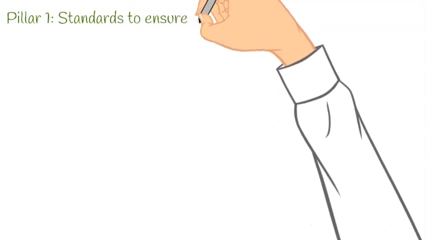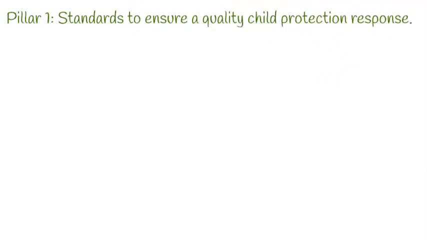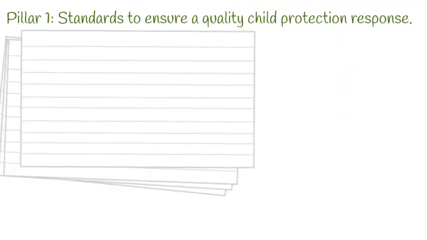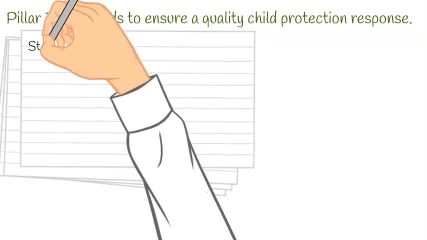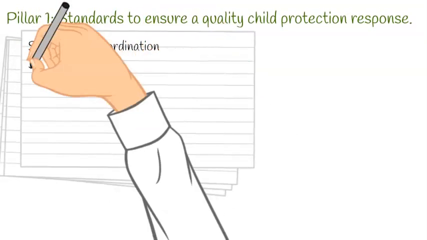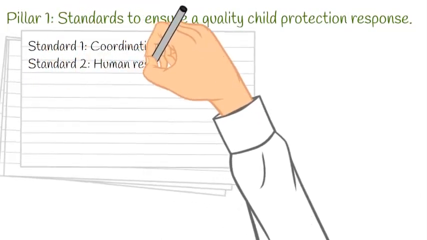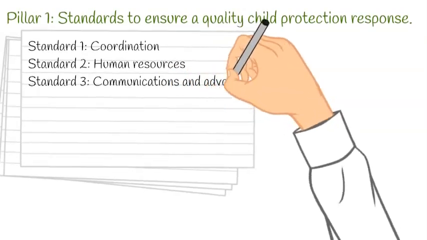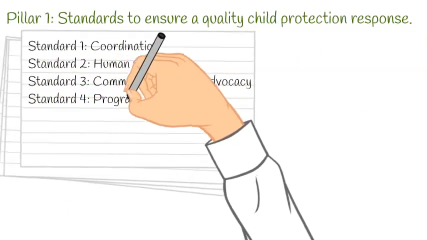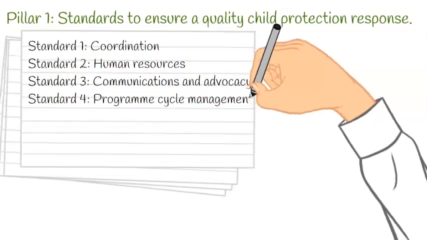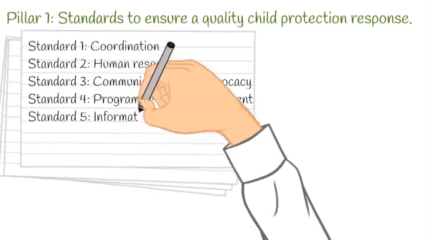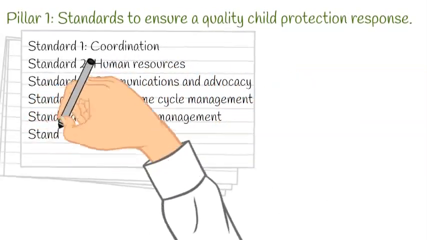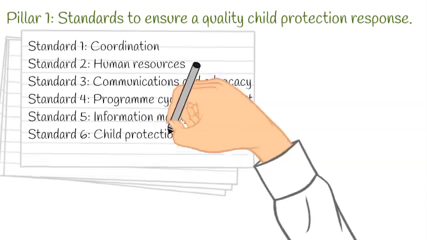Pillar 1, Standards to ensure a quality child protection response. Focus on the following key programming components. Standard 1, Coordination. Standard 2, Human Resources. Standard 3, Communications and Advocacy. Standard 4, Program Cycle Management. Standard 5, Information Management. Standard 6, Child Protection Monitoring.